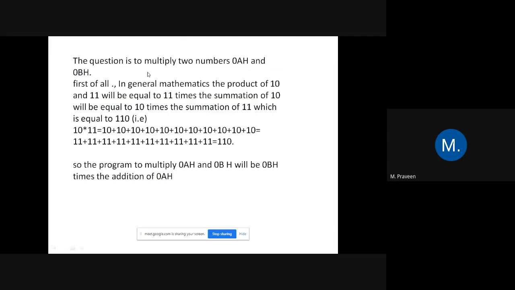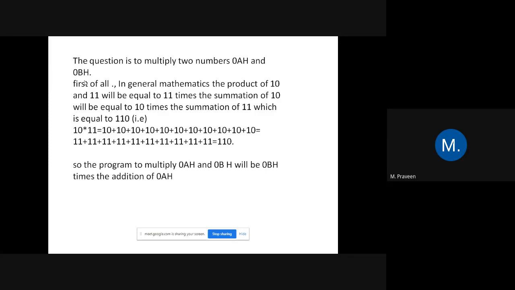0A is a hexadecimal value, and the corresponding decimal value is 10. 0B is also a hexadecimal value, and its decimal value is 11. So here we are going to multiply 10 with 11.